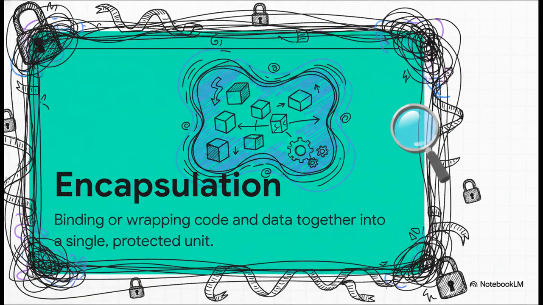Okay, next we have encapsulation. This pillar is all about bundling and protection. It's the idea of wrapping your data and the code that operates on that data together into a single unit, an object. And what this does is prevent accidental interference from the outside world.